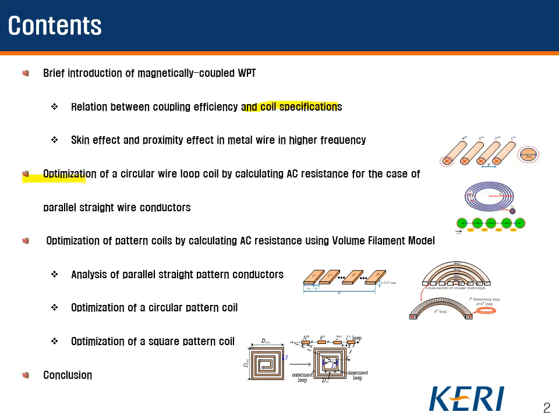First, I will explain optimization of circular wire coils by calculating AC resistance for parallel state wire conductors. Second, I will show the optimization of pattern coils calculating AC resistance using volume filamentary models. For example, I will show the analysis of parallel state pattern conductors, and I will explain how to optimize printed circular and scale pattern coils. And the conclusion follows.